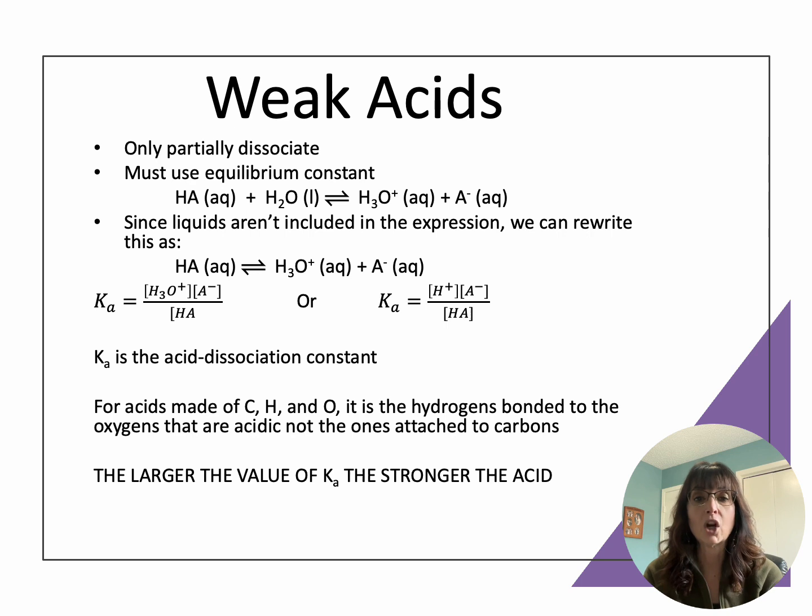For acids that have carbons, hydrogens, and oxygens, it is the hydrogens that are bonded to the oxygens that are acidic, not the ones attached to the carbons. And I'll show you a picture of this somewhere on down the road. The larger the Ka value, the stronger the acid. The smaller, the weaker. So if you've got Ka 1.6 times 10 to the 10th, yeah, it's strong. If you have it to the negative exponent, weak.